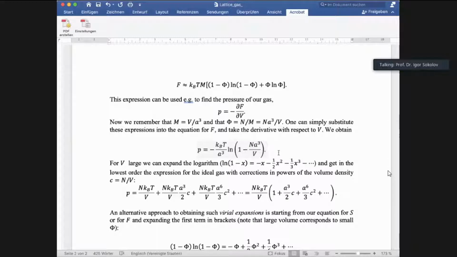It's a very simple expression. So it's kBT divided by a cubed, logarithm of 1 minus N a cubed divided by V. So essentially it stems from here. The rest cancels. Very nice.